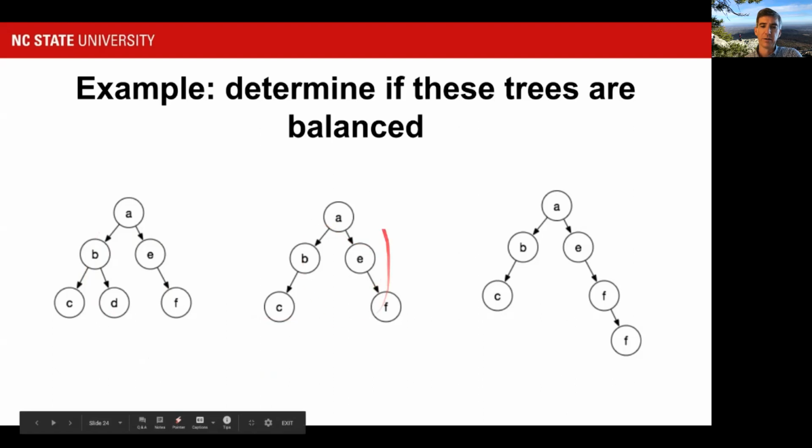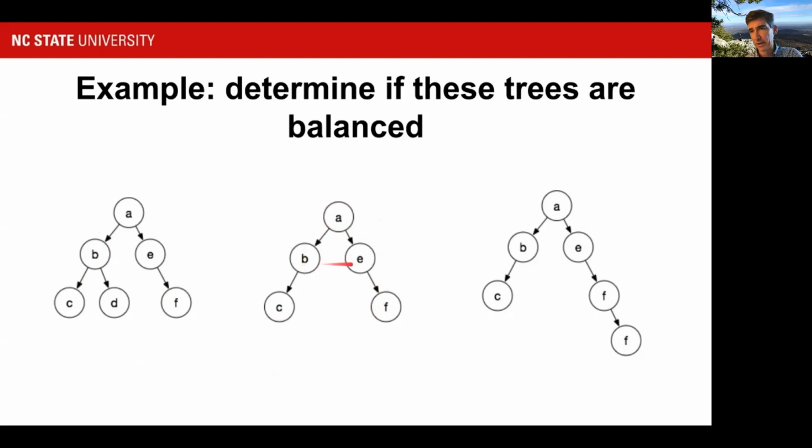Okay, this tree here in the middle is going to be similar. So B and E are going to have balance factors of 1 and -1. And then its root is going to have a balance factor of 0. So this will also be balanced.